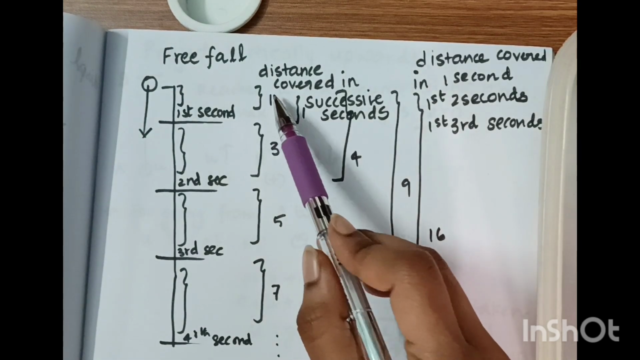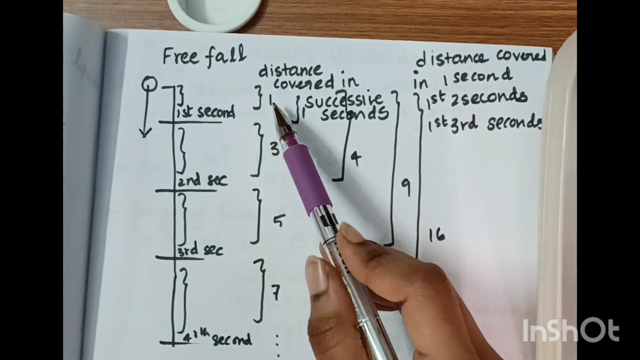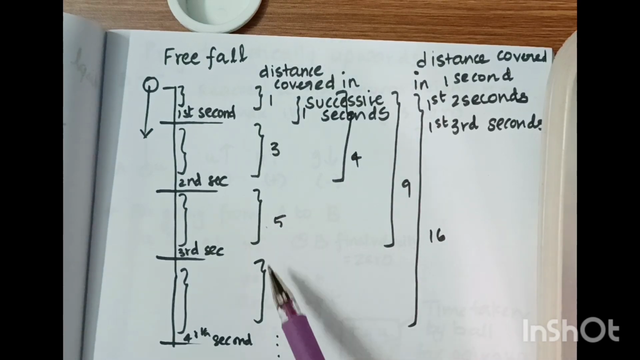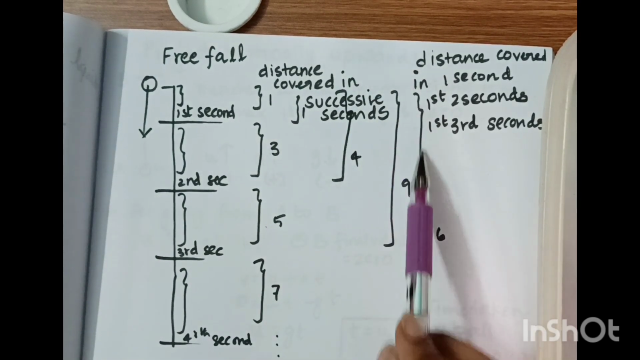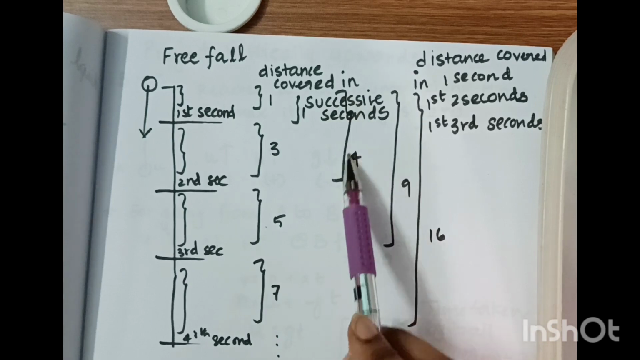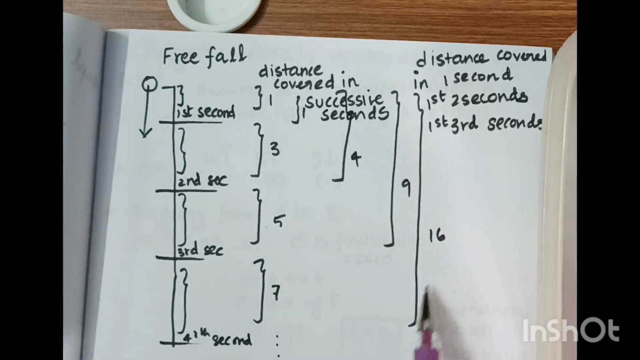This is the distance covered in successive seconds: 1 second, second second, third second, fourth second. But this is the distance covered in 1 second, 2 seconds, 3 seconds, 4 seconds.